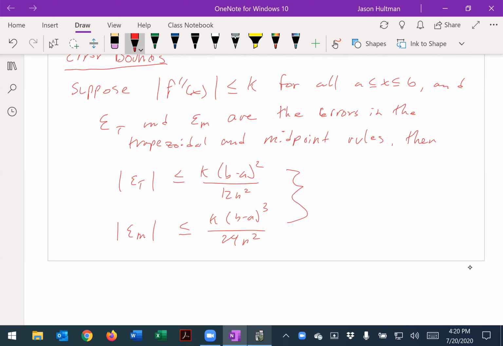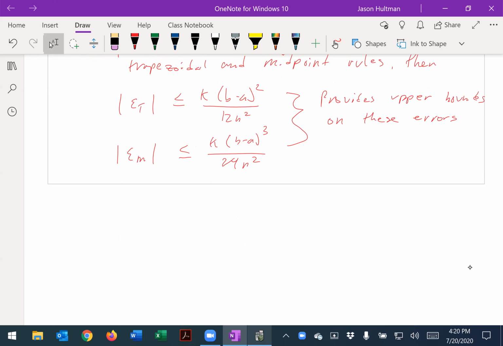This provides upper bounds on these errors. So let's work with these errors real quick. Let's go back to our friend 1 over x, the integral from 1 to 2 of 1 over x dx. Let's find an error bound for the trapezoidal rule.